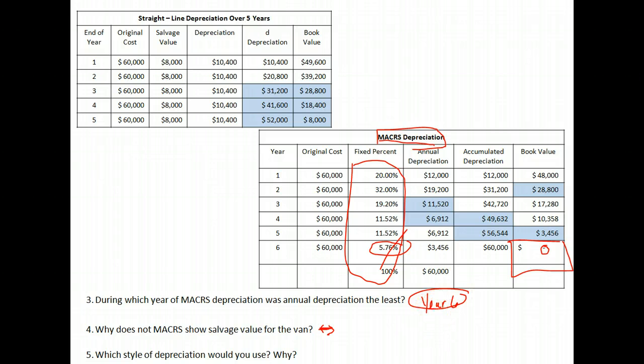And the last one is totally an opinion question, as long as you give an opinion of either straight line depreciation or MACRS depreciation, and then tell me why, you'll get credit for that. So which type would you prefer to use and why?